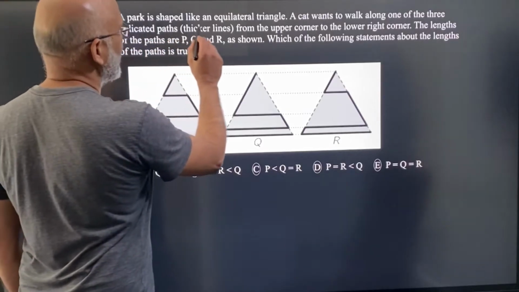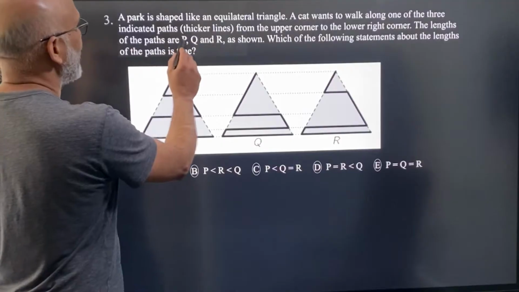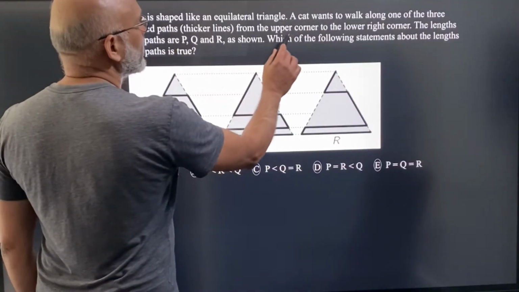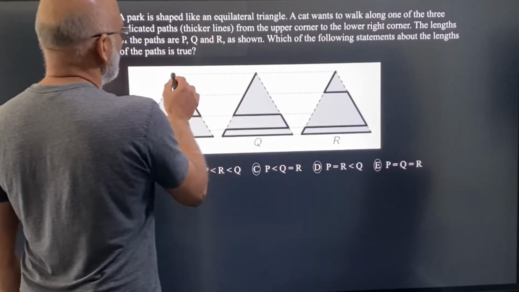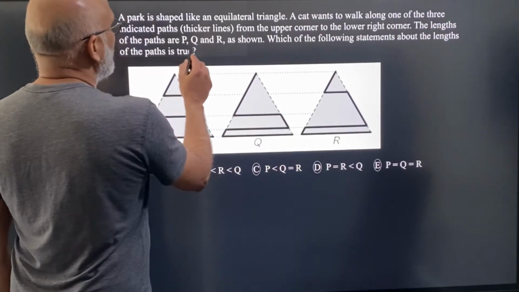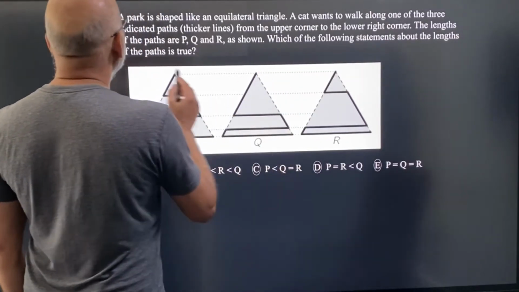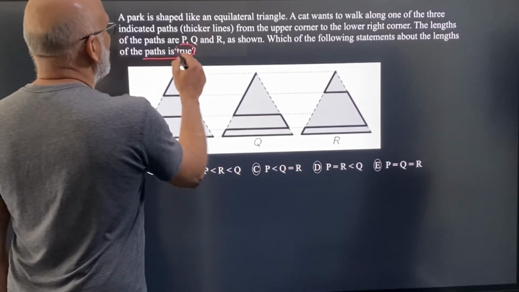A park is shaped like an equilateral triangle. A cat wants to walk along one of the 3 indicated paths, thicker lines, from the upper corner to the lower right corner. The lengths of the paths are P, Q, and R as shown, all right, P, Q, and R. Which of the following statements about the path is true?